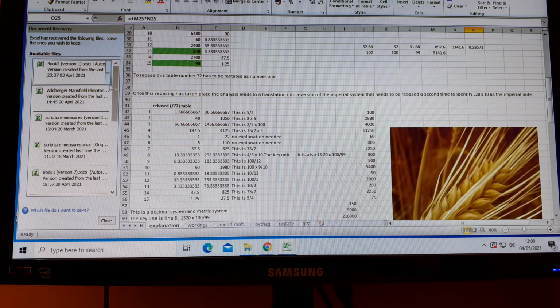Now, what else have I done down here? I've said once this rebasing has taken place, the analysis leads to a translation into a version of the imperial system that needs to be rebased a second time to identify 528 times 10 as the imperial mile. So this is the rebased 1 over 72 table. And I've multiplied it by 22. And I get this table. And I get this unit here, which is the eclipse unit. And this is all coming from Plimpton.